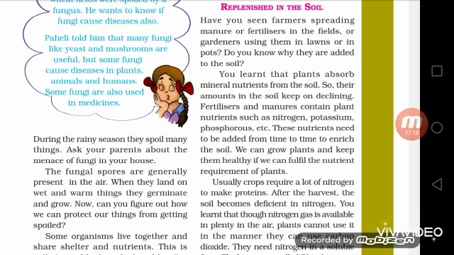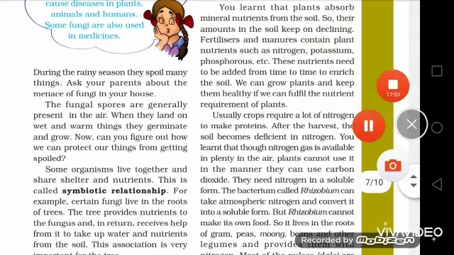We can grow plants and keep them healthy if we can fulfill the nutrient requirement of plants. That's true. If we fulfill someone's requirement, it means they can perform their task easily. If we just take all the nutrients from the soil and do not give them back, then after one or two harvesting seasons, that soil will completely lose its nutrients. So what do we have to do? We have to enrich the nutrients into it again by spreading such.